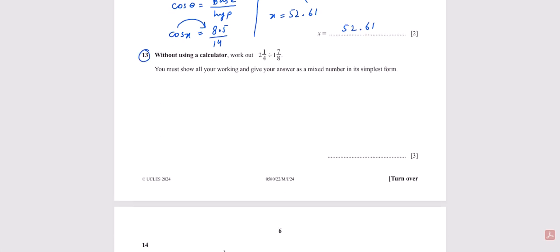Question number 13. Without using a calculator, work out 2 1/4 ÷ 1 7/8. You must show all your working and give your answer as a mixed number in its simplest form.